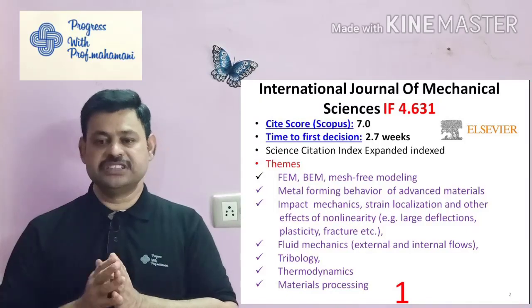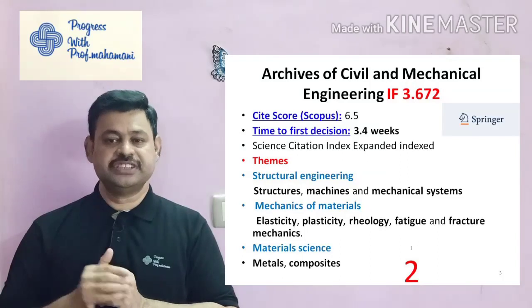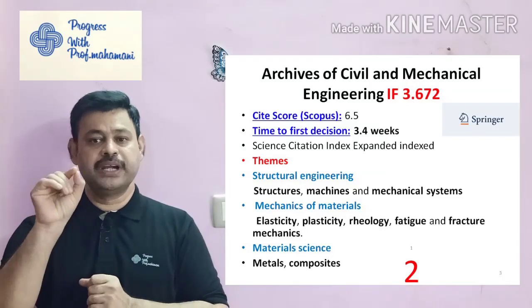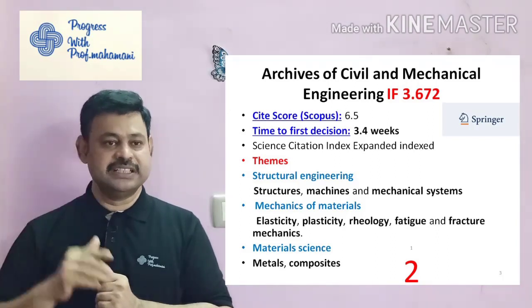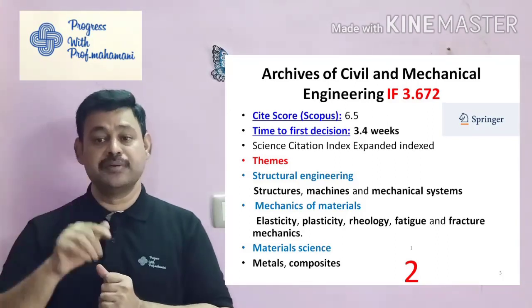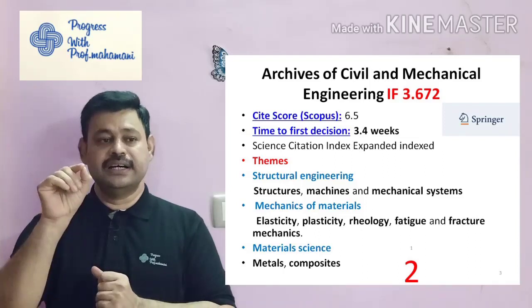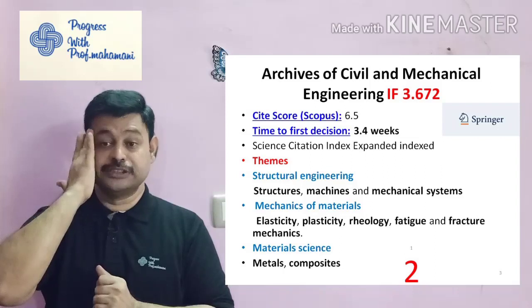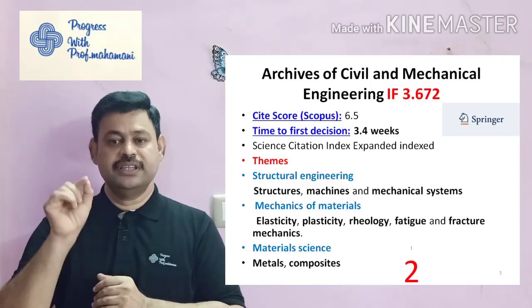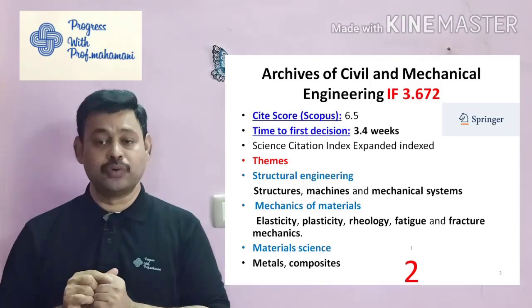Let us go to the second. The second journal is Archives of Civil and Mechanical Engineering. The impact factor of this journal is 3.6. Previously this journal was at Elsevier, now it has moved to Springer. This journal is Scopus indexed. The CiteScore for this particular journal is 6.5. The time to first decision is 3.4 weeks.